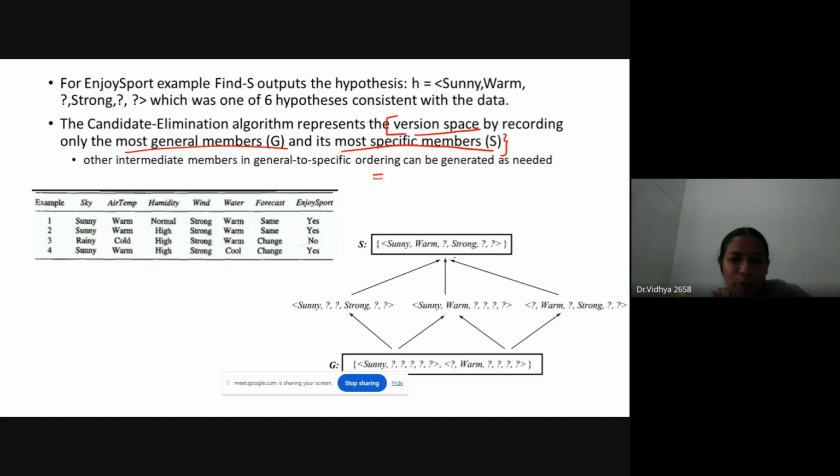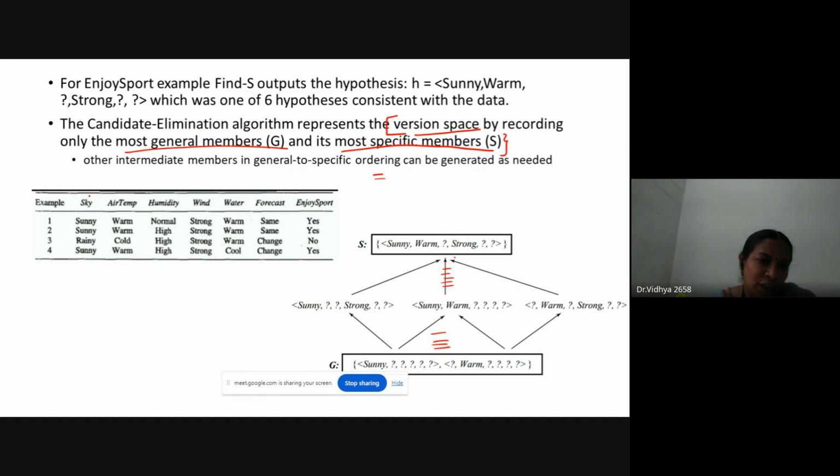Yes, so we will be generating these other intermediate members. There may be some other intermediate ordering, and those members can be generated according to the need. Okay, so let us get into this example.